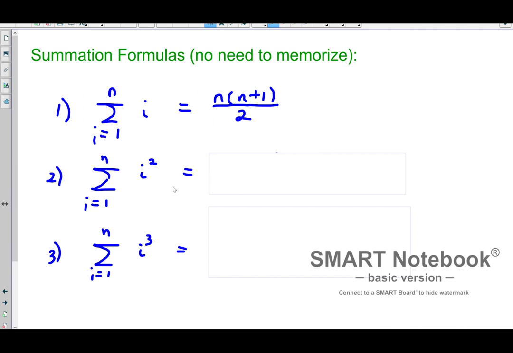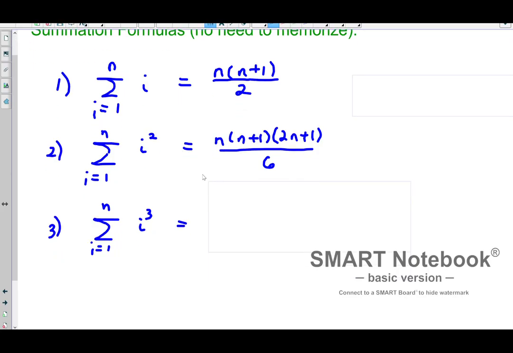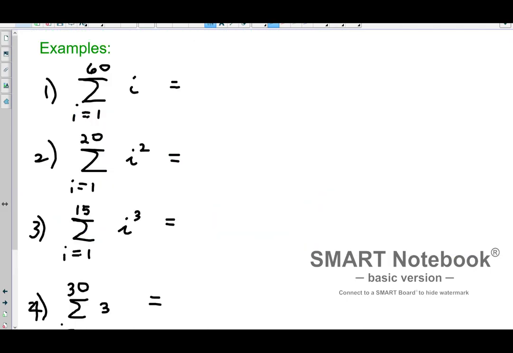So another formula is for the summation of i squared as i goes from 1 to n, and the formula is n times n plus 1 times 2n plus 1 over 6. Again, you don't have to memorize it, just know where to get it in case you need to refer to it. And then there's a formula for summation of i to the third power, which is almost exactly the same as the first one, except you quantity square n times n plus 1 over 2. Now let's do some mixed examples using summation notation.